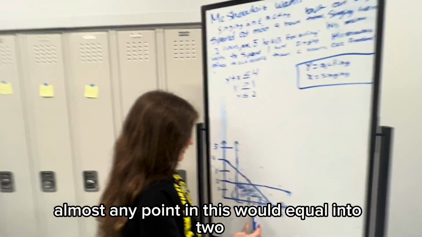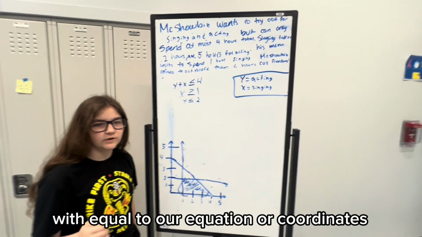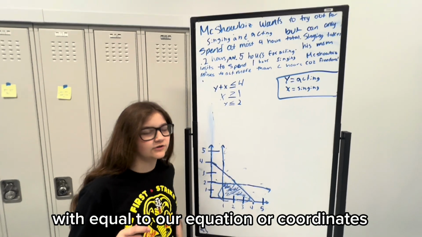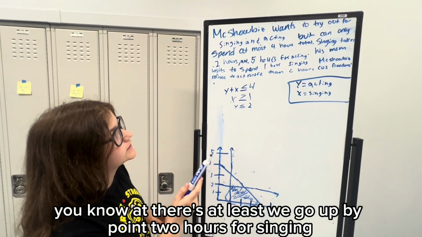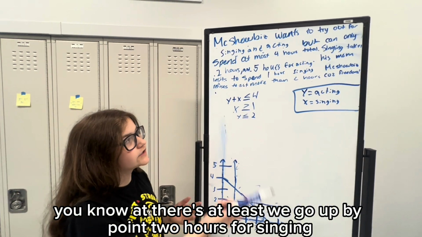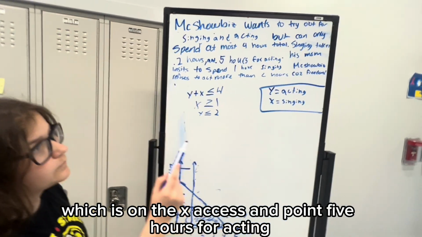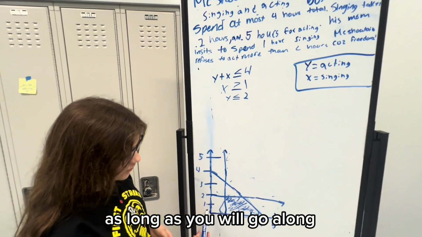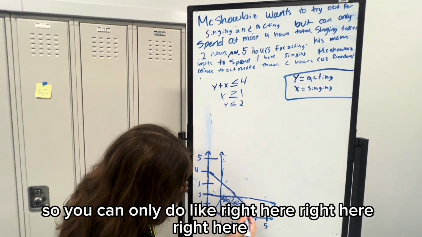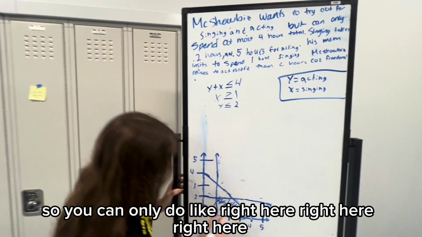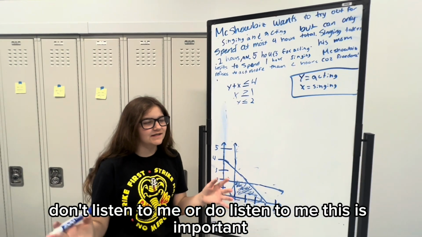Almost any point in this area would be coordinates that represent the equation, as long as we go up by 0.2 hours for singing, which is on the x-axis, and 0.5 hours for acting. So it should be like right here, right here. You can only do like right here, right here, right here. You get the point. I'm going on. Don't listen to me, or do listen to me. This is important.